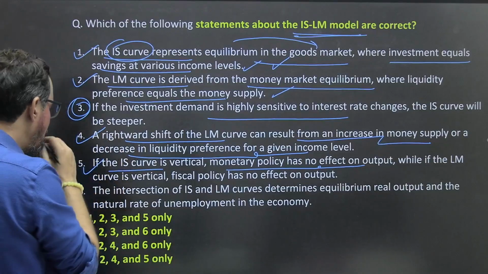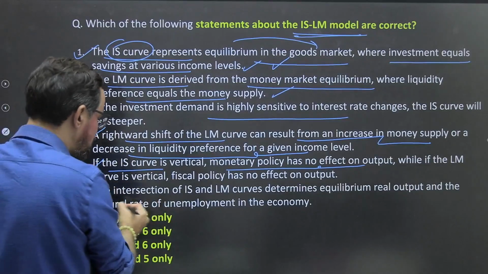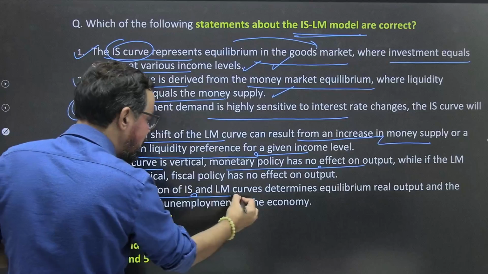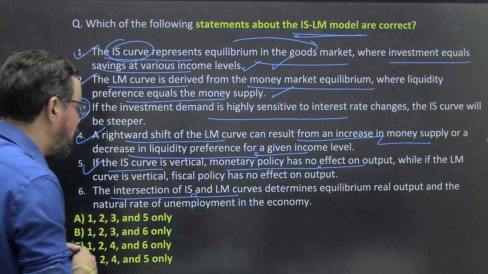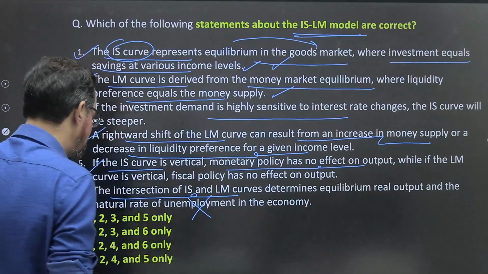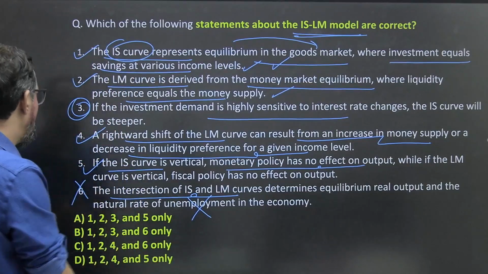While if the LM curve is vertical, fiscal policy has no effect on output. 100% true again. And the intersection of IS and LM curve determines equilibrium real output, and the natural rate of unemployment. No, this is not linked with this one. Money supply, okay? So this is wrong.